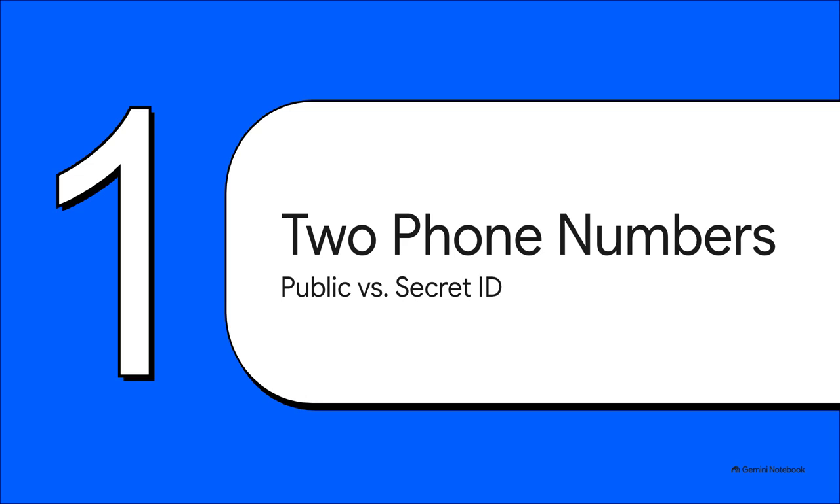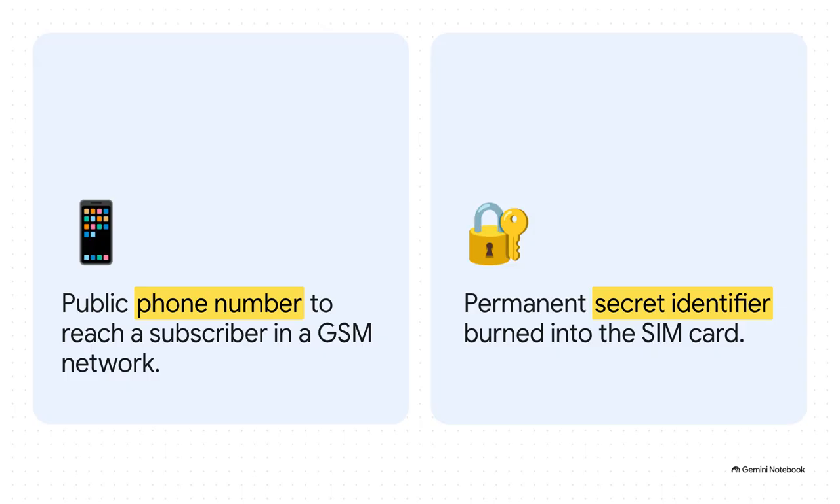The two phone numbers, public addresses, and secret identities. To really understand mobile networks, we first need to get one thing straight. Your phone actually relies on two completely different numbers to function. You've got your public dial-in number, known as the MSISDN. When a friend wants to call you, they dial this. It's basically your public mailing address.